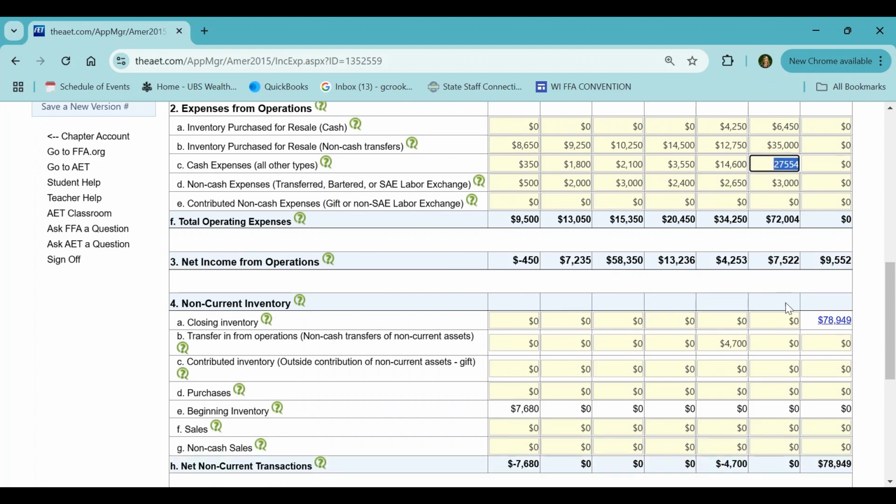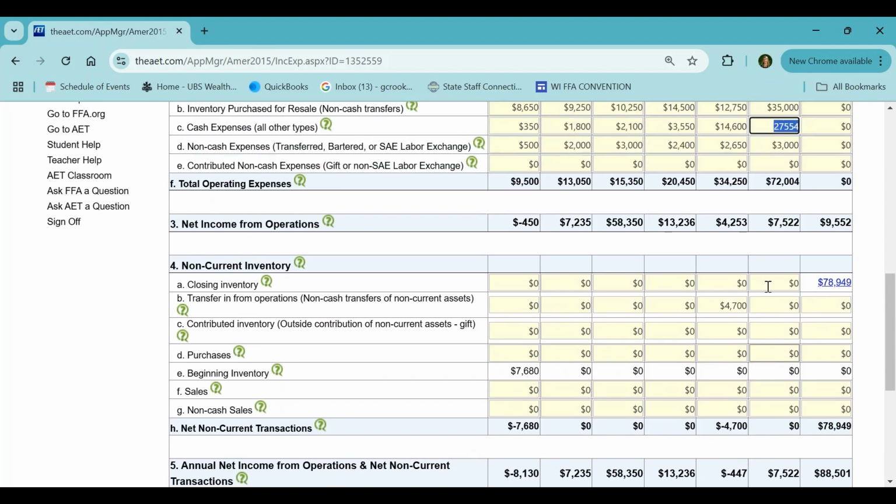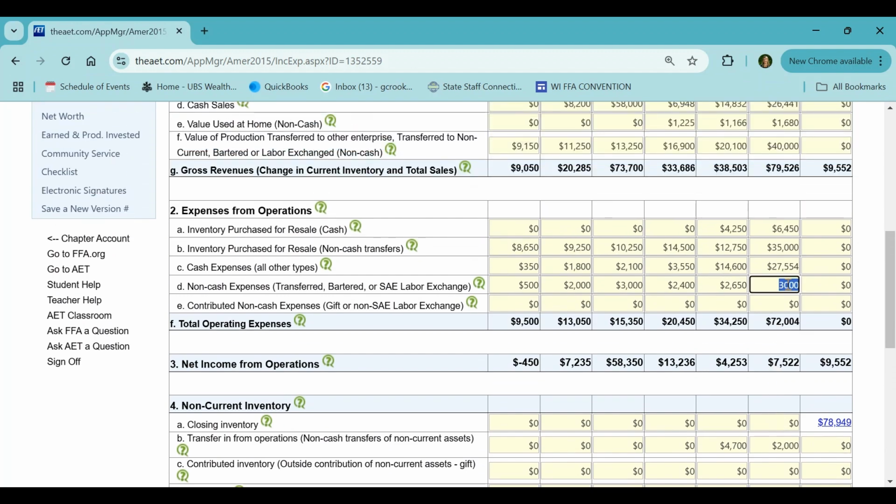And if we scroll down, you'll notice it says no because it's off 2,000. They transferred in some more breeding stock. Another heifer goes there in 4B. So 4B plus 2D plus 2B equals 1F. And it says yes at the bottom now.